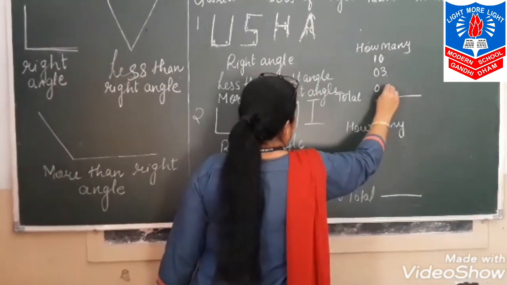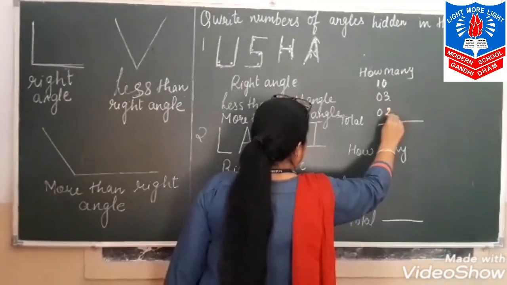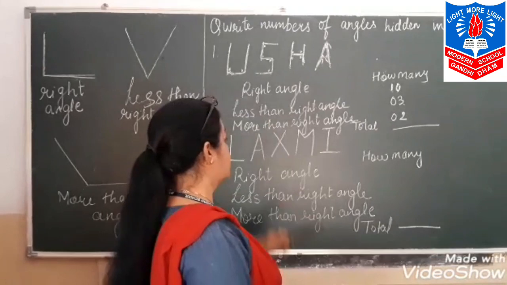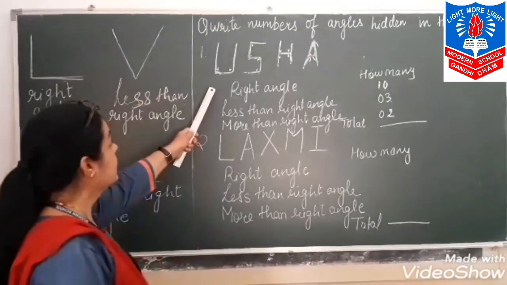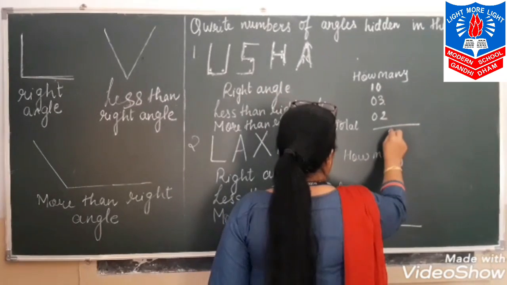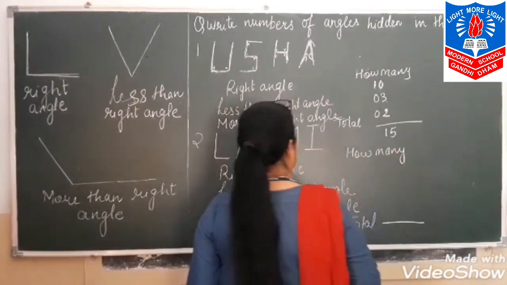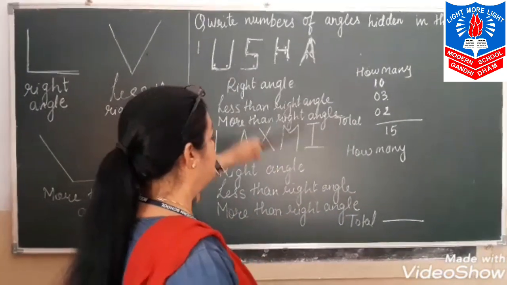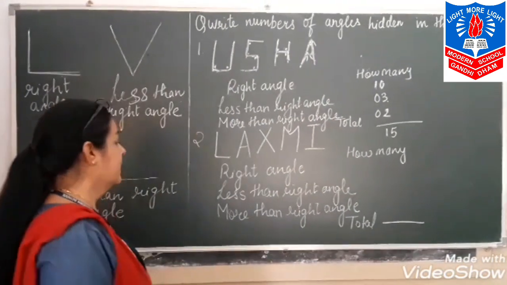So here 2 is more than right angle. So how many total angles are in this word? 3 and 2, 5 and 1... 15 angles. This word has 15 angles. Let's see.